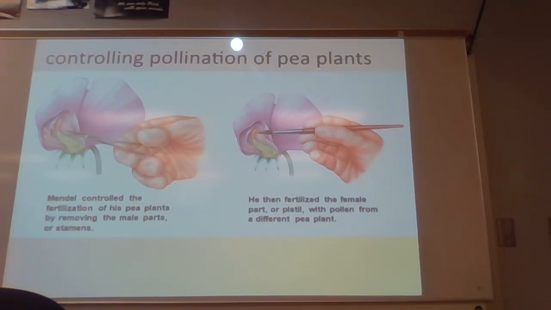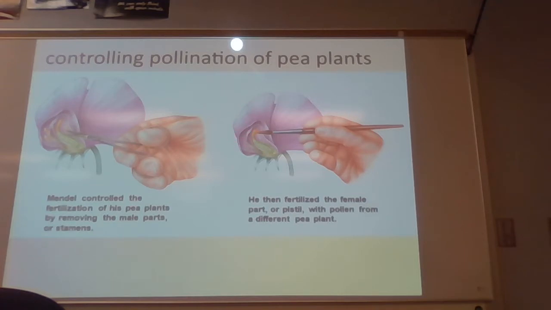So some background on pea plants, if you didn't know, this is a pea flower. Most flowers have both a female part and a male part. So the pistil is the female part, and the stamen with the pollen on it is the male part. And so the way that he would control these pollinations is that he would cut off the pollen so that it wouldn't attach to the pistil, the female part. And then you could cross-pollinate plants. So you could take pollen from one plant and paint it on the pistil of the other flower.